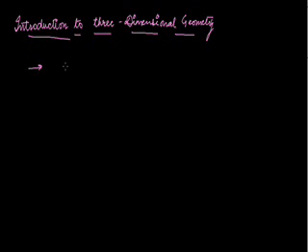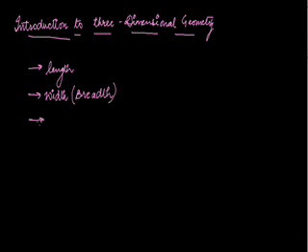First dimension is length. Second one is width, or I would say breadth. And third one is height. So a room in which we are sitting contains three dimensions: one is length, the other one is width, and the third one is height. So as we have mentioned, there are three dimensions.